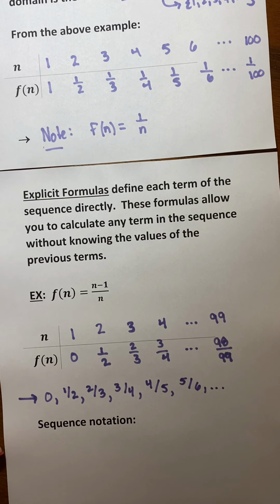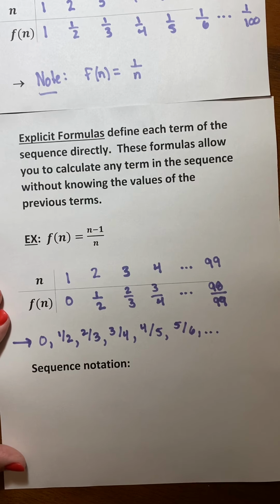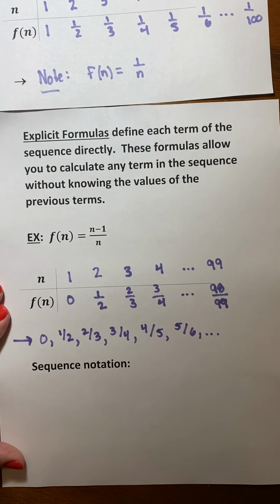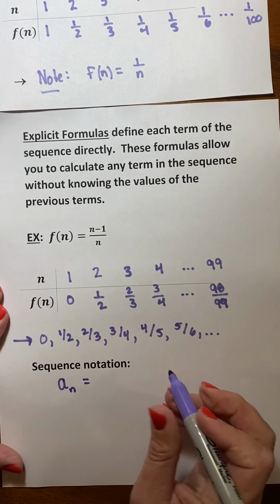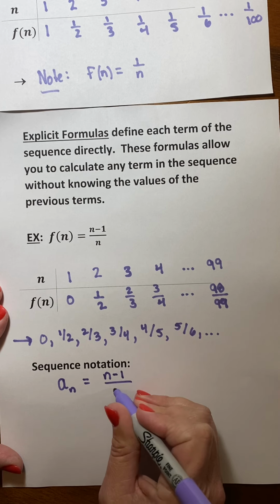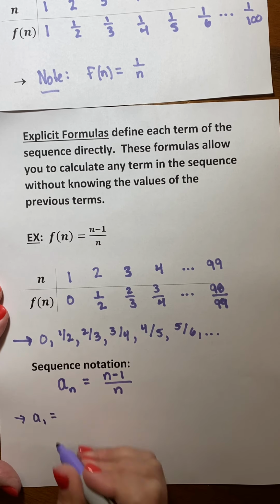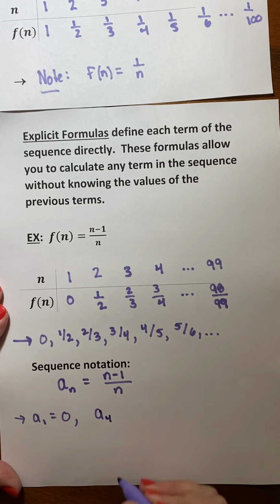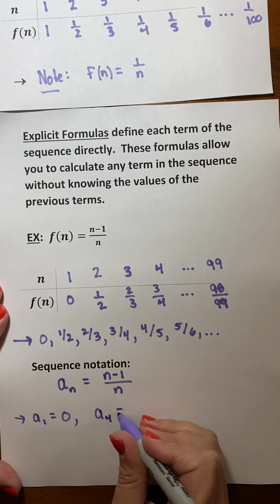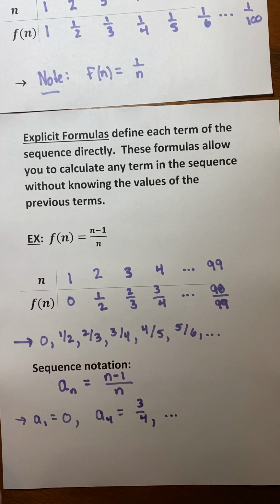So sequence notation: when we have a function that's a sequence, we tend to use sequence notation instead of the function notation. We're going to replace f of n with a with a little subscript of n. So in this case, a sub n would be (n minus 1) all over n. So for example, a sub 1 would be 0. A sub 4 would represent the 4th term in the sequence, which would be 3/4. And we could continue on forever and ever like that.